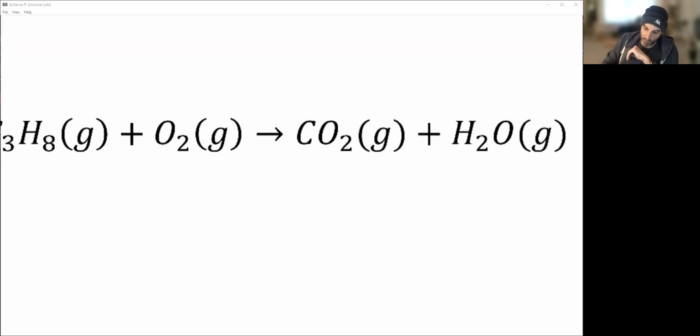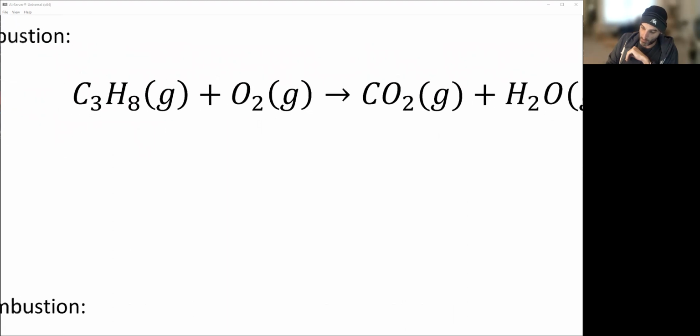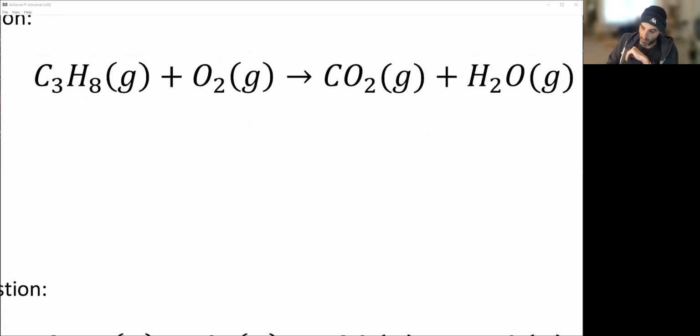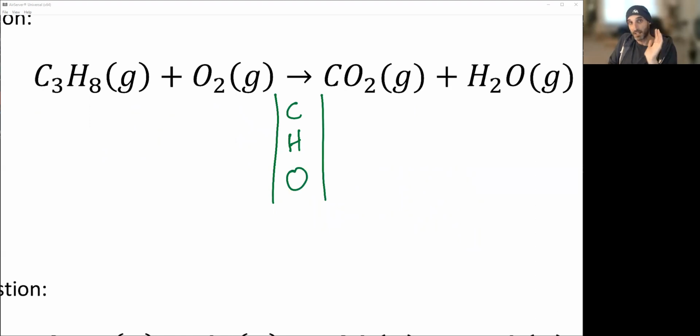So any combustion reaction is always going to be something burning in O2, but I'm not too worried about all of that right now. What I want to do is balance this out. So we are going to balance this carbon, hydrogen, and oxygen. Why am I choosing oxygen last? I'm choosing oxygen last because it's all isolated. So let's give this a try. I encourage you to pause and try this on your own, but here we go.